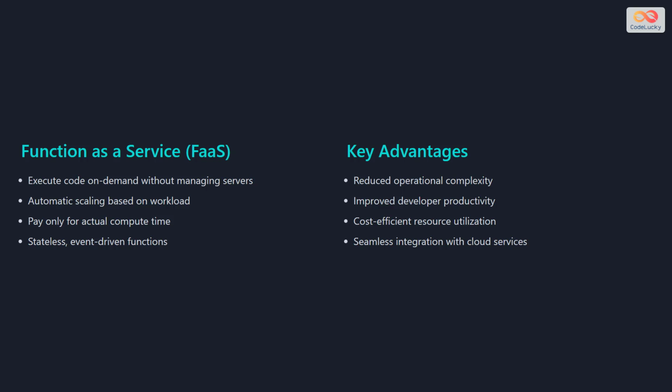Function as a service is a cloud service model that lets you execute code on demand. You do not need to worry about servers or infrastructure management. The system automatically scales your functions depending on the workload. You only pay for the actual compute time your functions consume, making it cost-efficient. Functions in this model are stateless and are triggered by events such as HTTP requests or messages in a queue. This model simplifies development and deployment processes.